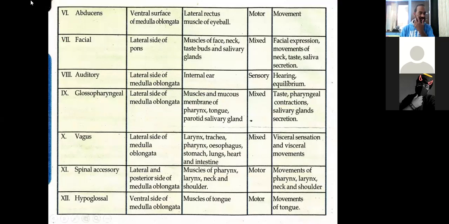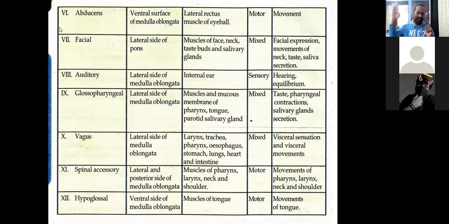Then number 6 will be there. Now the 6th nerve is called abducens. It is called abducens, and it arises from the ventral surface of the medulla oblongata, the lower portion of the medulla oblongata, and it goes to the lateral rectus muscles of the eyeball. And that lateral movement like this, from here to here, like Madhuri Dixit does in some song, the eyes start from here and go like this.